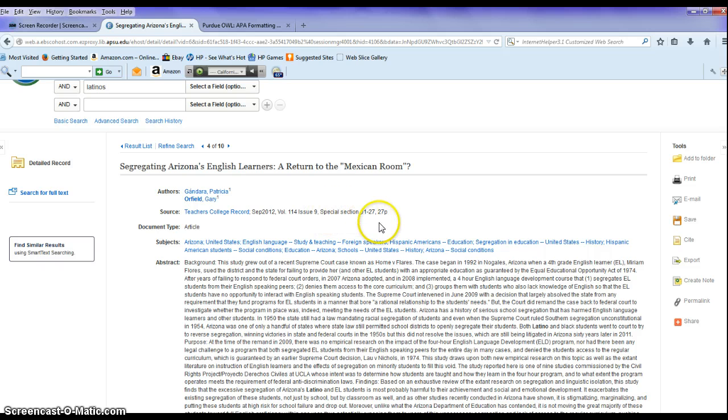This article discussed the disadvantages that English learning students experience when they are forced to take English development classes for 4 hours a day, which results in their segregation from their English-speaking peers. This segregation causes English learning students to miss out on core curriculum as well as the opportunity to interact with proficient English-speaking students. Gandara and Orfield discussed that English learning students' segregation is not only detrimental to their academic achievement but also to their social development.